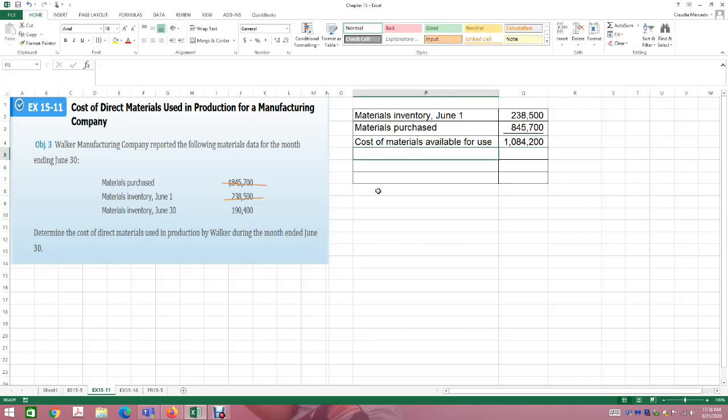So what are we going to do? Well, we're going to deduct that. Why? Because we haven't used those materials yet. So I'm going to go ahead and do my materials inventory as of the end of the month, which is June the 30th. And I'm going to put this in minus because these are the materials that are left over. I haven't used them yet, okay?